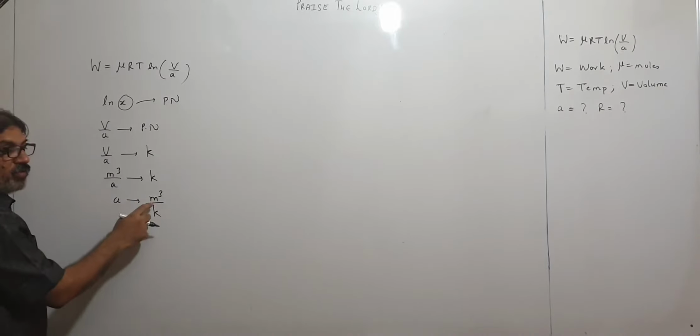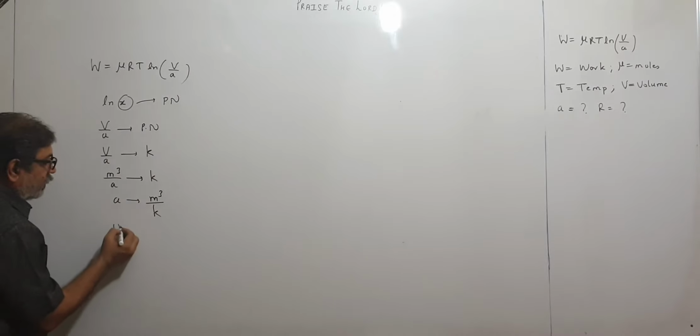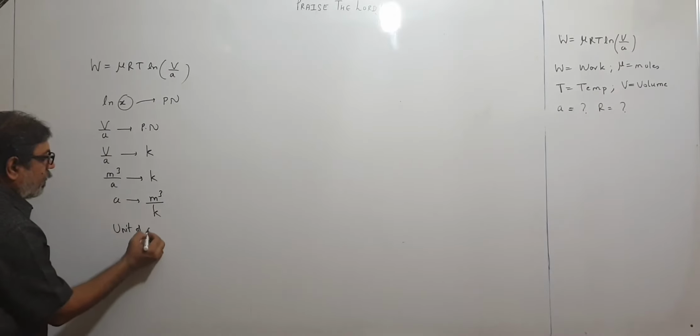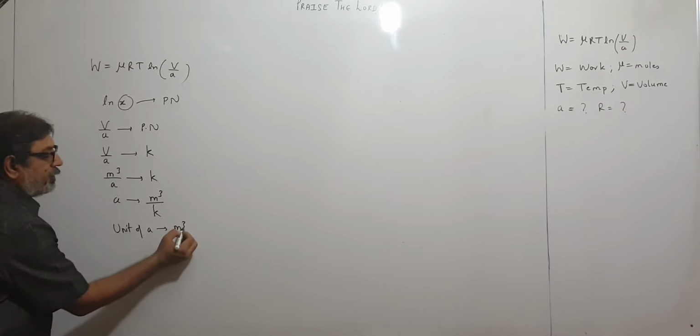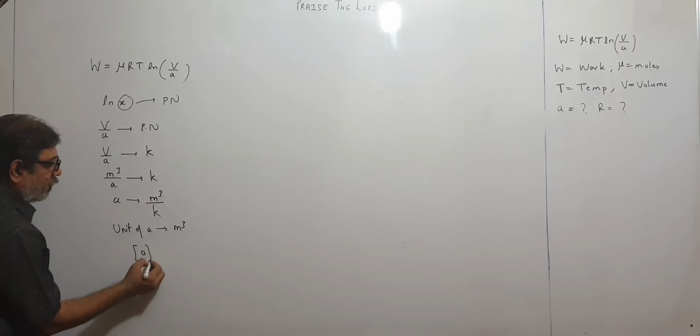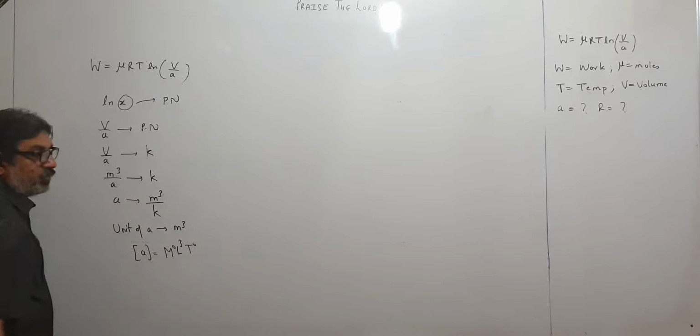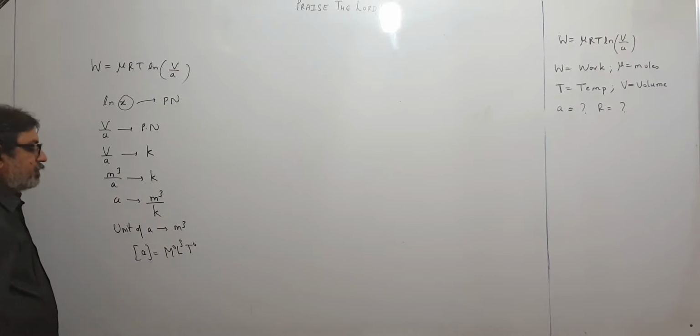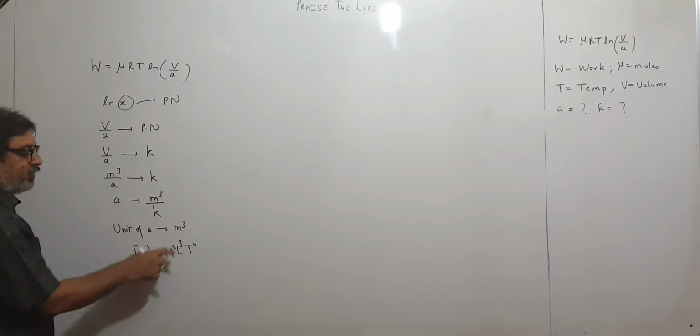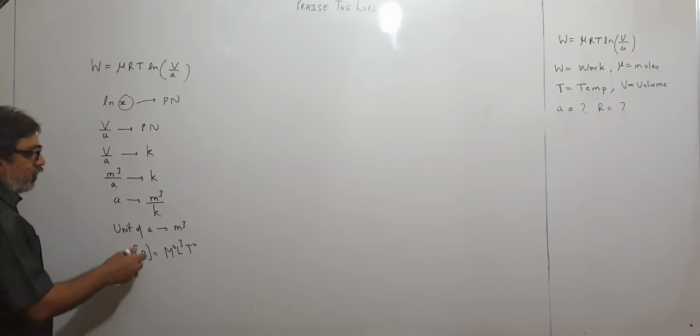So what are dimensions of A? Meter cube. So unit of A is that of meter cube, and dimensional formula for A will be M0 L3 T0. Meter cube, length cube. Kilogram is not there, second is not there. So we got about A.